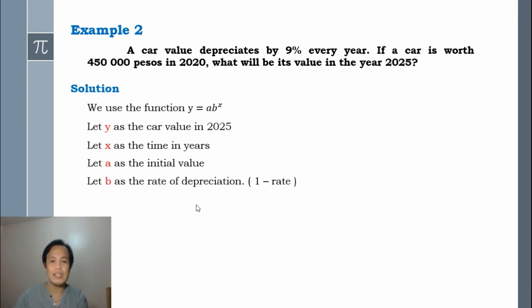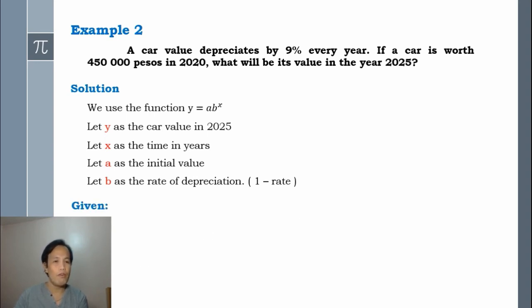And we let b this time be the rate of depreciation, because the problem does not talk about doubling, tripling or quadrupling. The problem talks of depreciation. So how do we illustrate the rate of depreciation? Depreciation is illustrated as 1 minus the rate, or the percentage of depreciation. In this case, our rate is 9%. We need to change 9% to decimal. In decimal, that is 0.09. So the rate of depreciation is illustrated as 1 minus the rate.